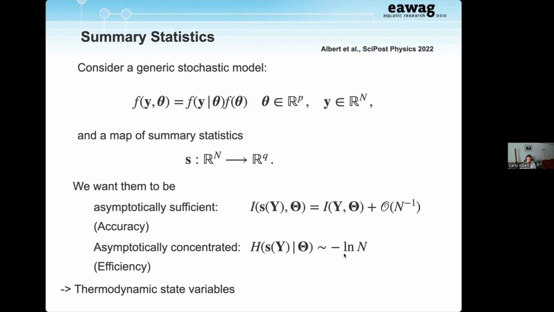Here, again, we can formulate this asymptotically. We would like the conditional entropy of the summary statistics conditional on the parameters to go to minus infinity, like a logarithm of n. That's just from the central limit theorem. If we assume that summary statistics are some sort of average, which they typically are, then they should go to minus infinity like that. So these two quantities really, in a way, allow us to interpret summary statistics as thermodynamic state variables. It's pretty much the same thing.